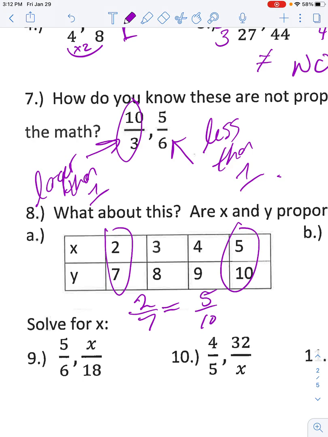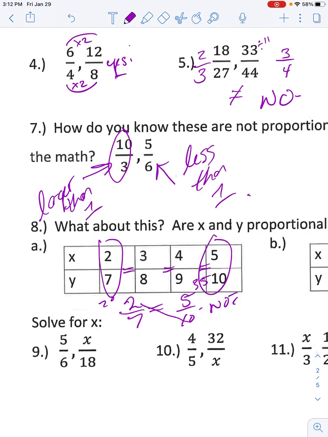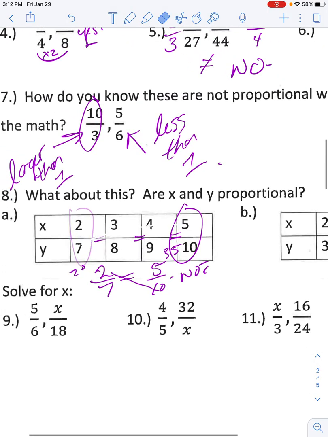You could have chosen any one. I don't see a common multiplier. This could be simplified to 1/2, or I could do cross products, 20, 35. Those are not in proportion. 2 7s, 3 8s, 4 9s, 5 10s. We can see that those are not in proportion, okay?